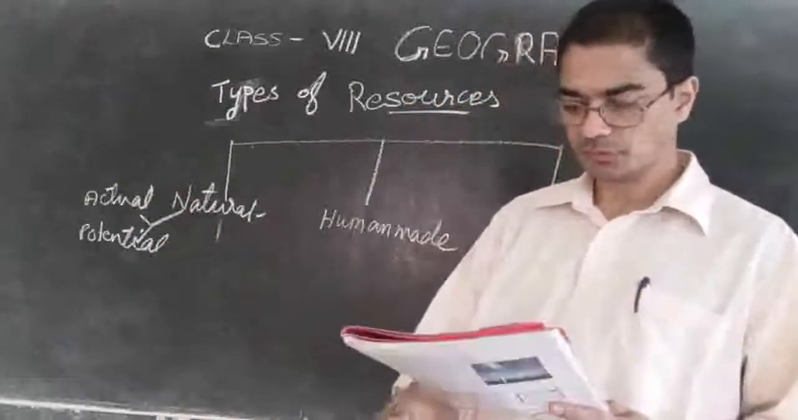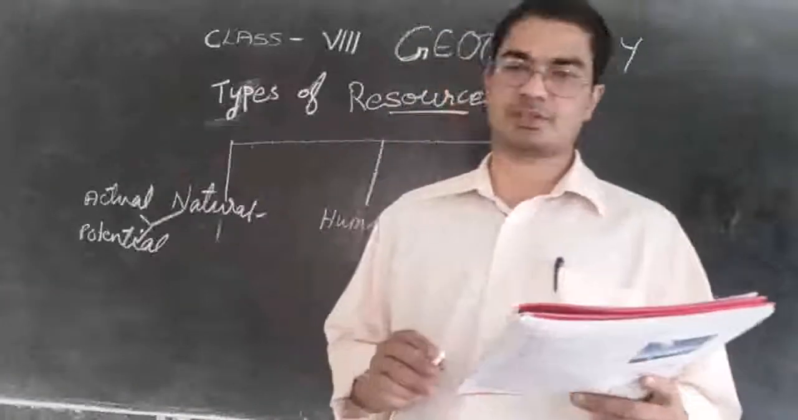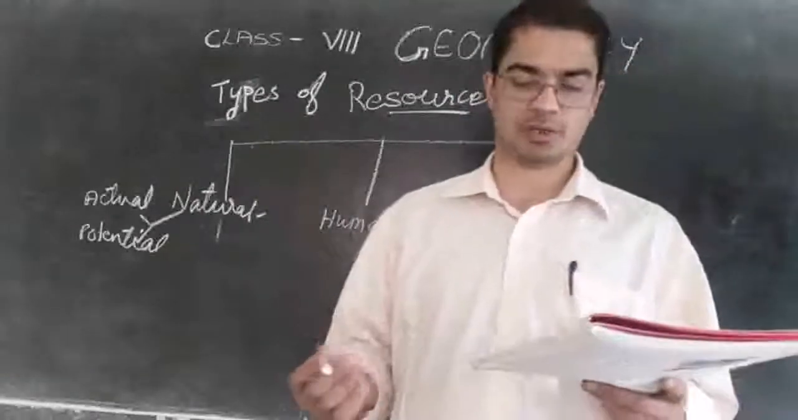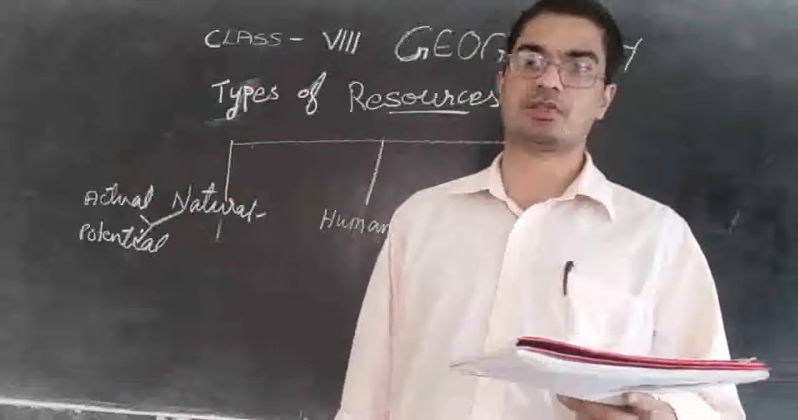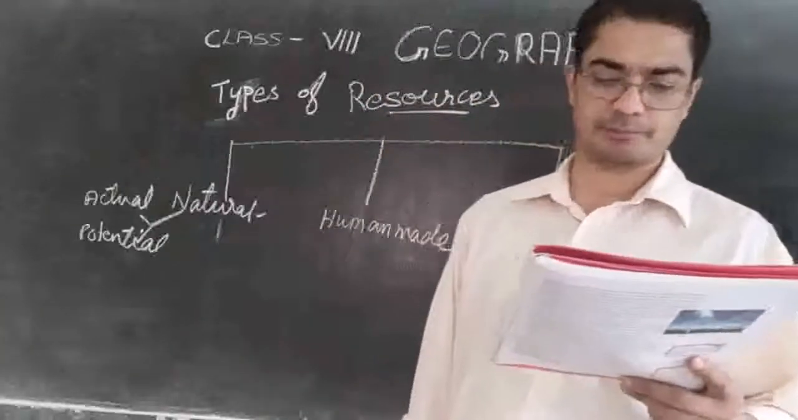Then these resources are being used in the present. So once we know how much is there, we can start using it, and we are using it at present. So actual resources are being used at present.